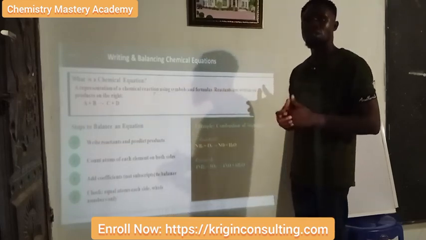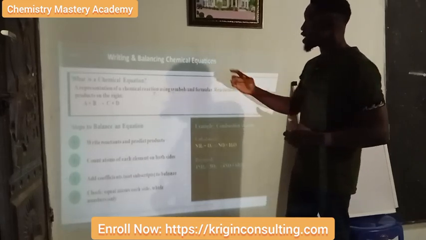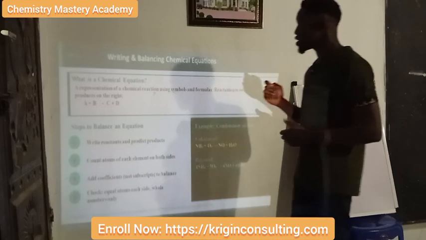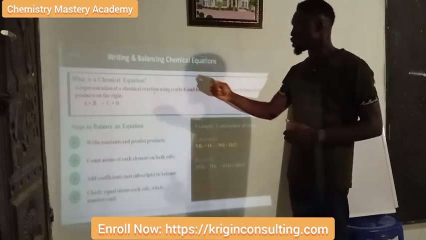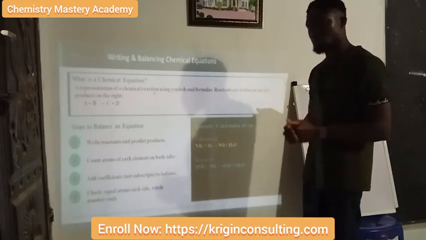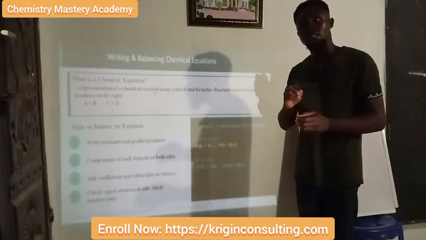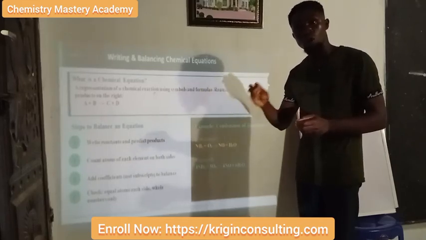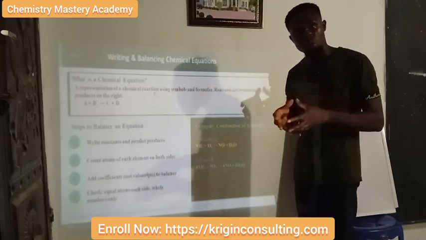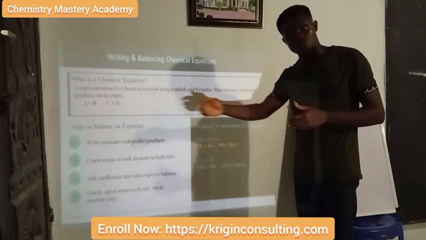Then we have a way of writing this chemical equation. We have said that a chemical equation is an expression of a chemical reaction. So it means that in a chemical equation, we have different chemicals that are being mixed together to form another chemical, which is a product. Is it not so? Good.